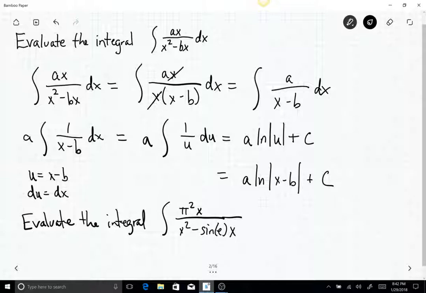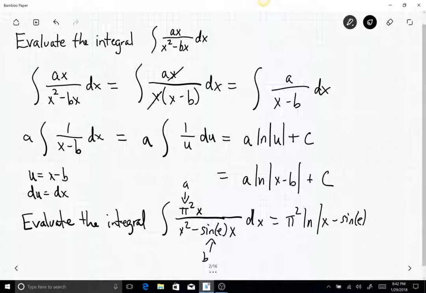Right? So this looks all sorts of nasty. We got all this funky stuff. Pi squared sine of e. What the heck is going on here? Well, according to that previous result, what does that say? Well, notice a is just pi squared, and your b is just sine of e. So this whole thing is just pi squared natural log of x minus sine of e.